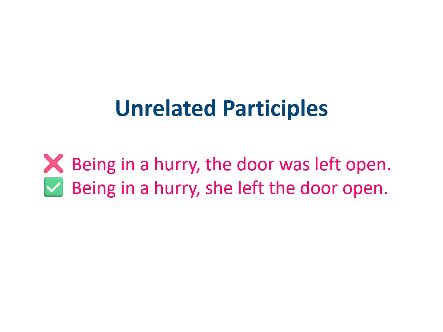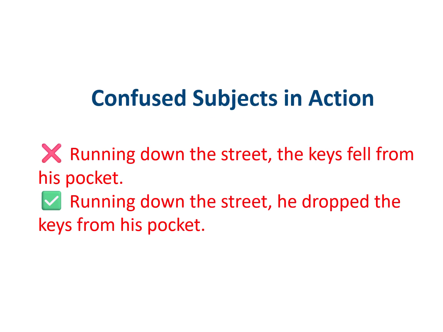The subject of the participial phrase must match the subject of the main clause. Being in a hurry refers to the person, not the door. So say, she left the door open. Another example of a mismatched subject. Keys can't run. Make sure the person doing the action is the subject of the sentence.